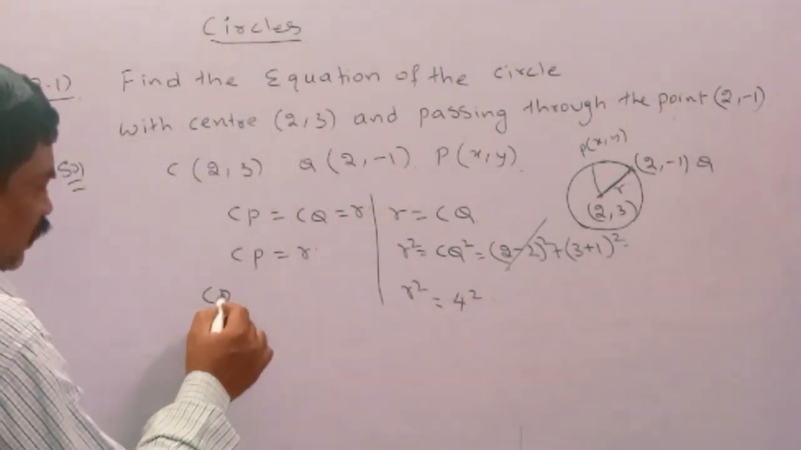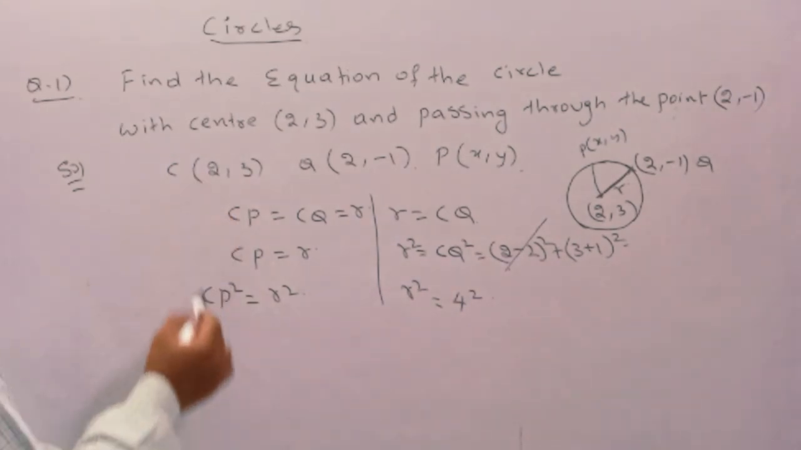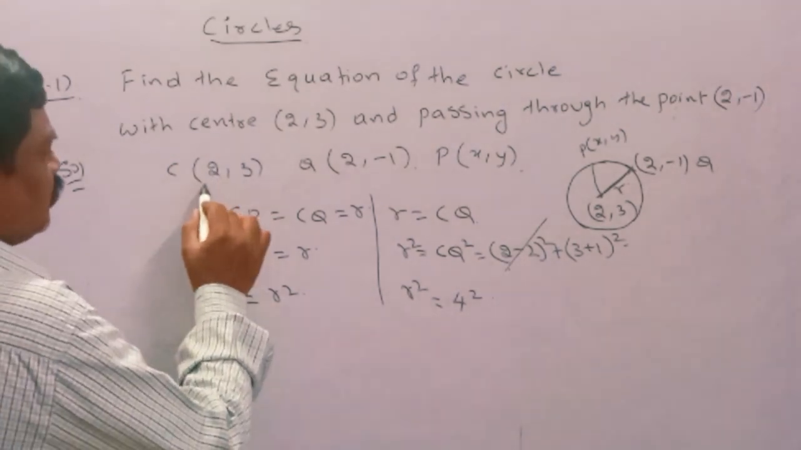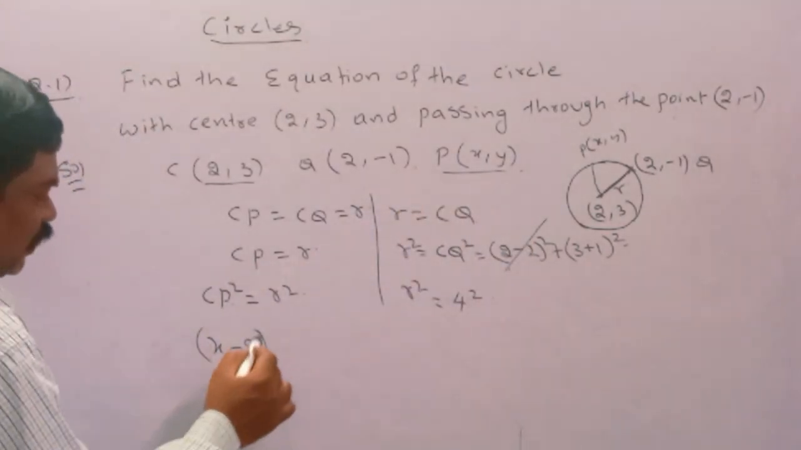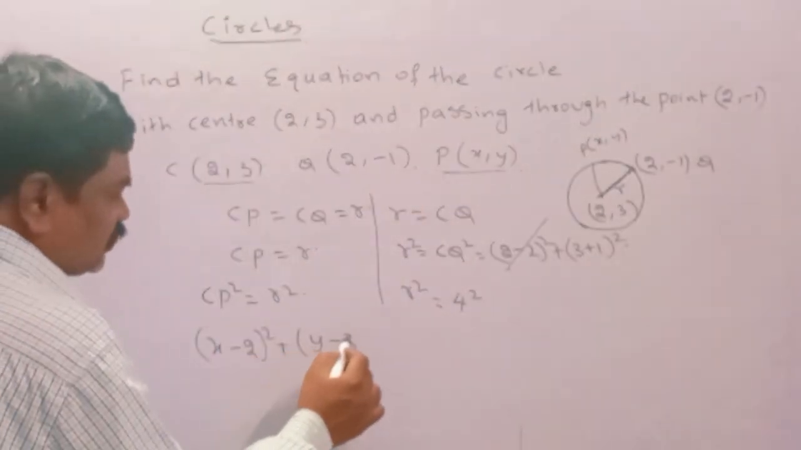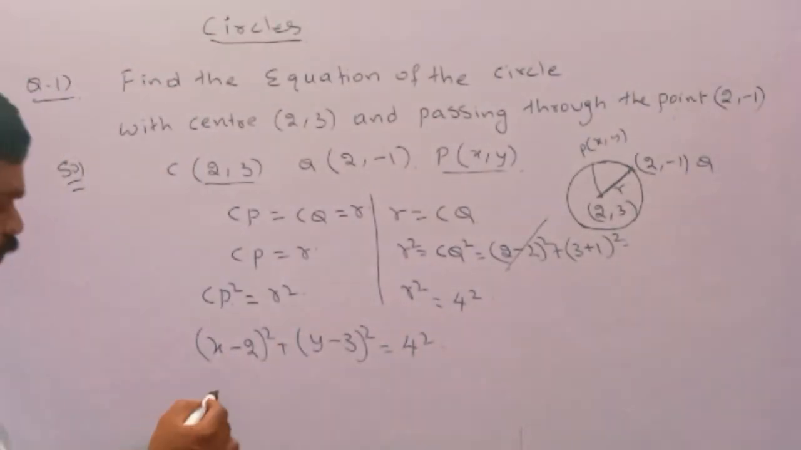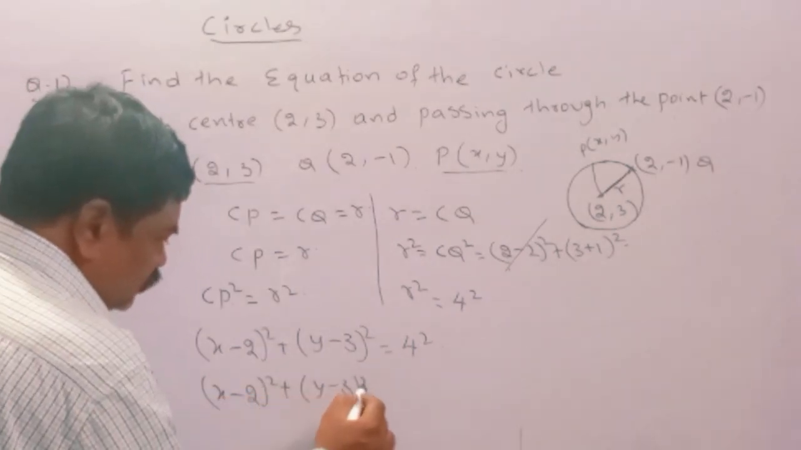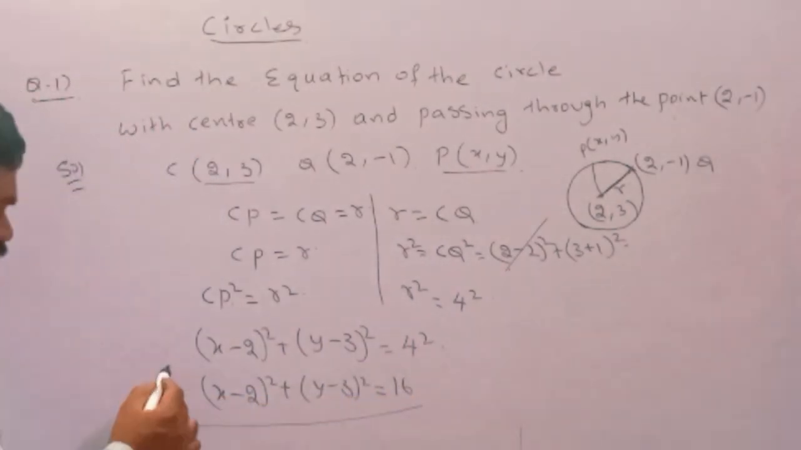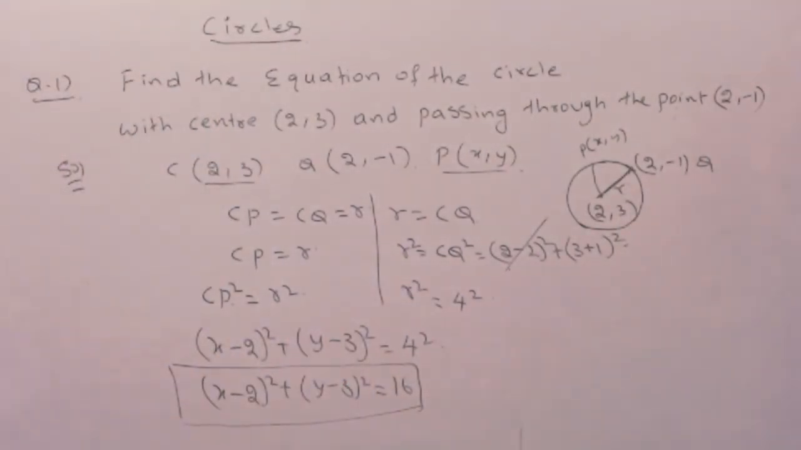Here CP square is equal to r square, you know. So here you see CP square, this is C, this is P. So (x minus 2) whole square plus (y minus 3) whole square is equal to 4 square. So (x minus 2) whole square plus (y minus 3) whole square is equal to 16. This is the circle equation in the fundamental form. Okay, all of you, that's all.